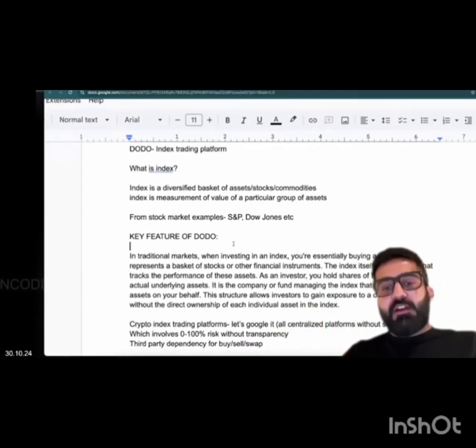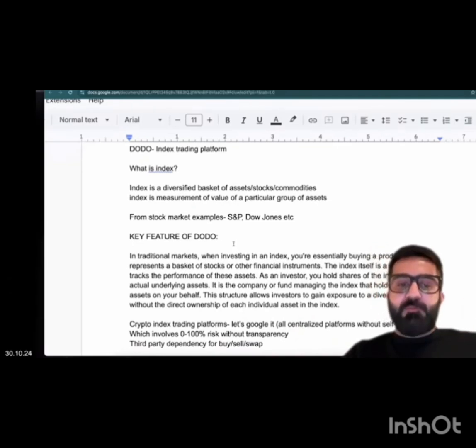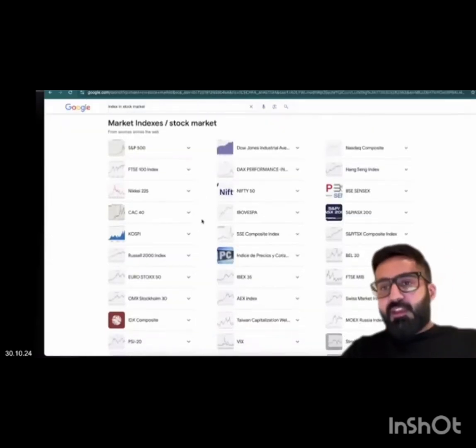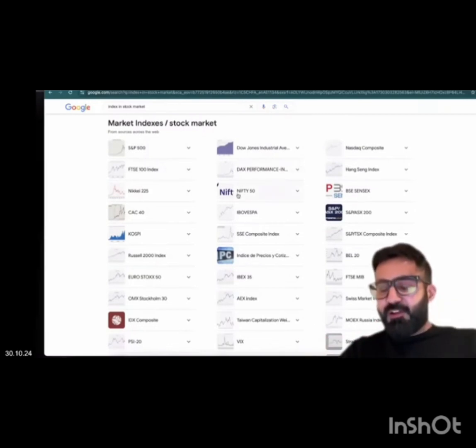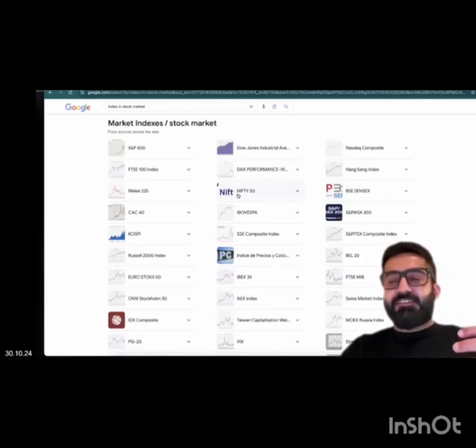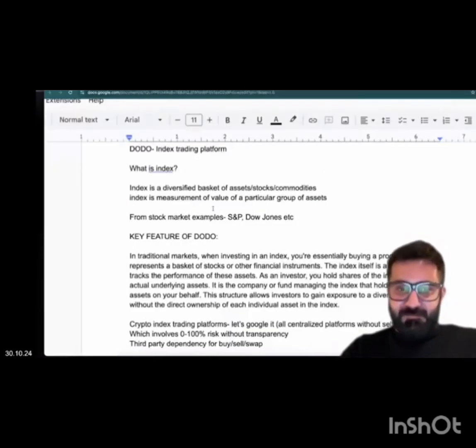This structure allows investors to gain exposure to a diversified portfolio without direct ownership of individual assets in the index. Let's say you buy all these indexes from different parts of the world. You are technically holding stocks of all the companies around the world in traditional finance. This is the magic, or the catch, when you trade with indices.